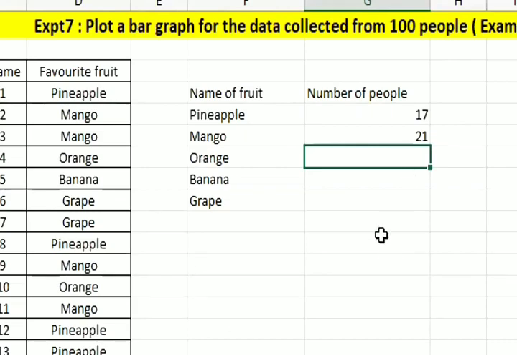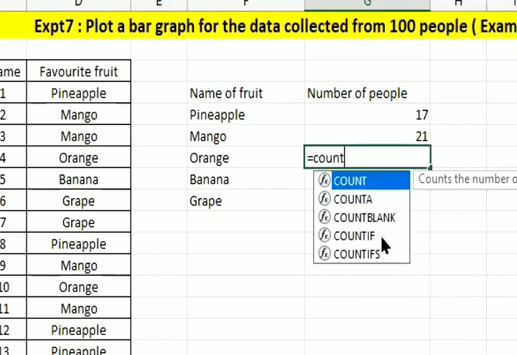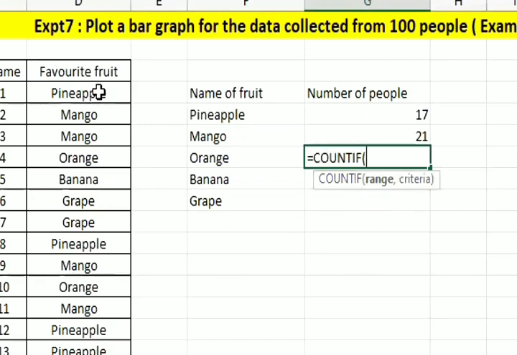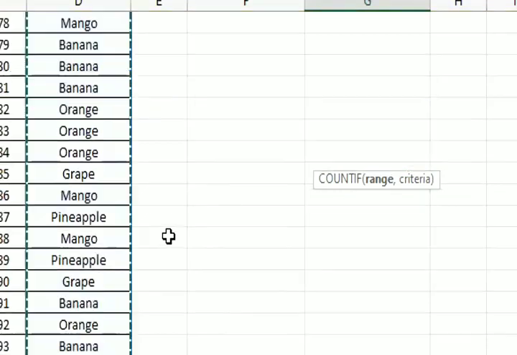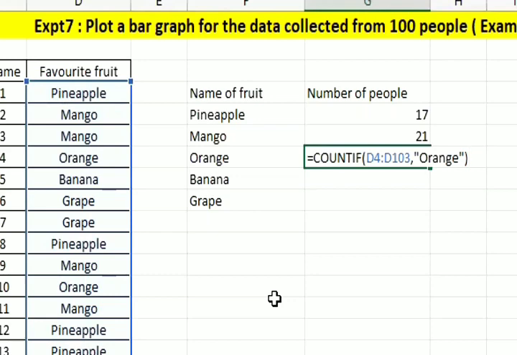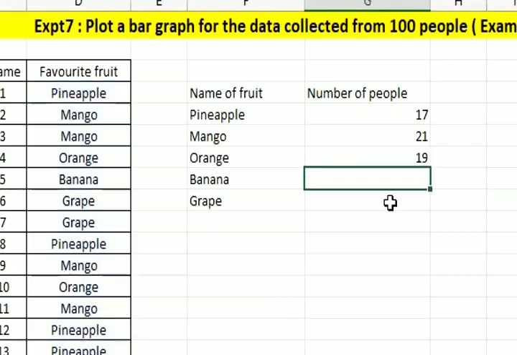So next orange, click on that cell, equals to COUNTIF, double click on it. So next select the range, so click on first pineapple, then press Ctrl Shift down arrow, it will select the range. So next put comma, then put double inverted comma. So next fruit name is orange. Orange. So next complete double inverted comma and bracket, click on enter. So it will show you 19.